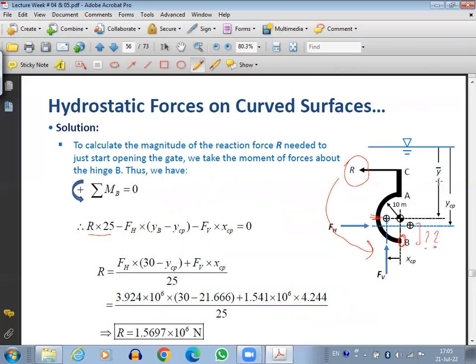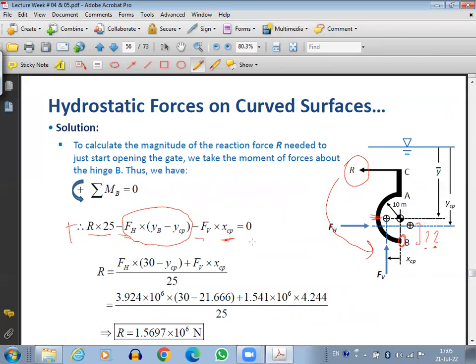So this distance will be total distance minus YCP. Okay, so it will be 30 minus YCP. So this is the horizontal component of the force. For the case of vertical component of the force, we have this distance multiplied by XCP. So if we substitute this, you see here, this is plus and these two are minus.